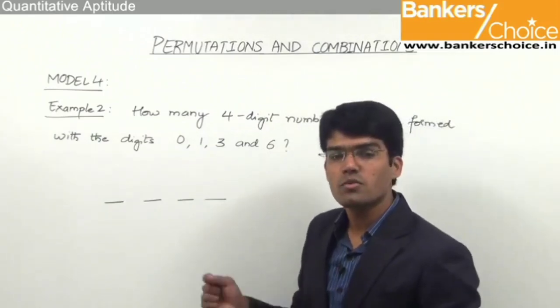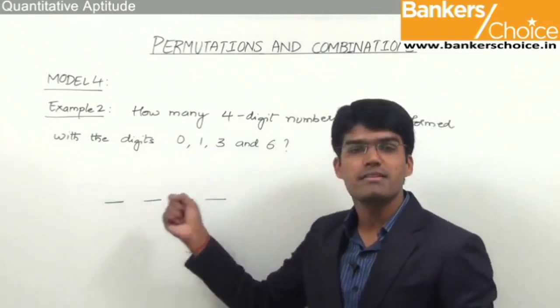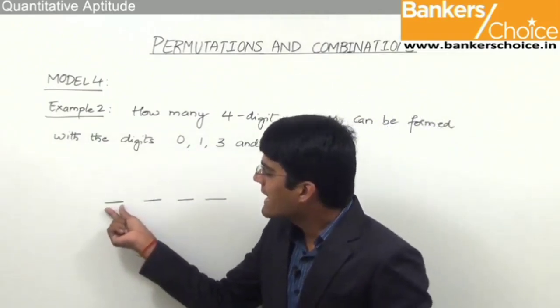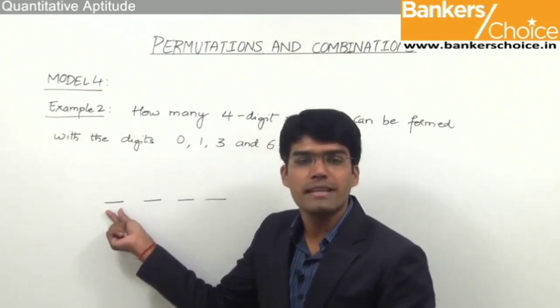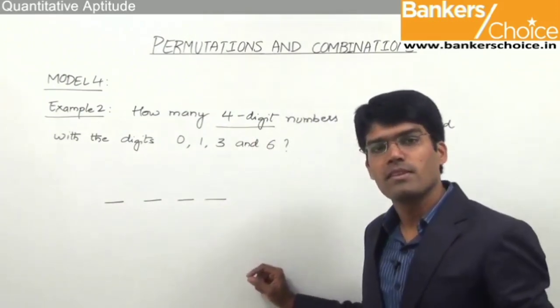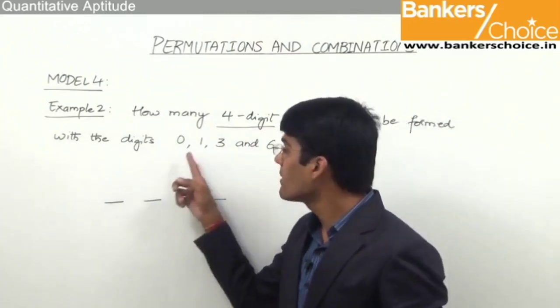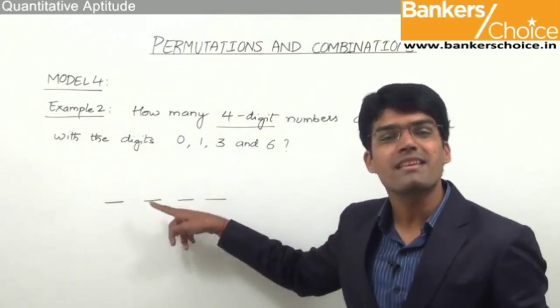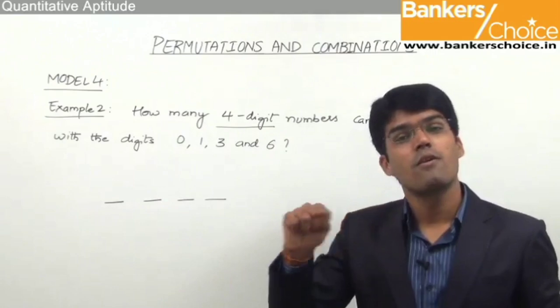So let us see how to solve this question where one of the digits is 0. We very well understand that the first position here, or the thousands place, cannot be occupied by 0. Why? Because we are trying to form a 4-digit number. Hence 0 cannot come in this place. But 1 or 3 or 6 can come. That means we have 3 choices for the first position.